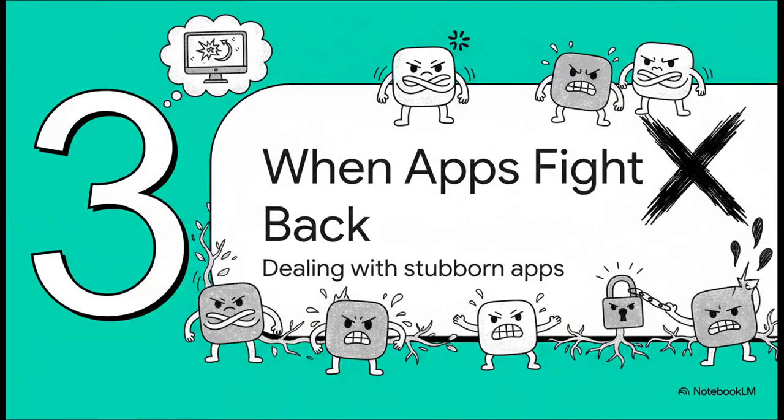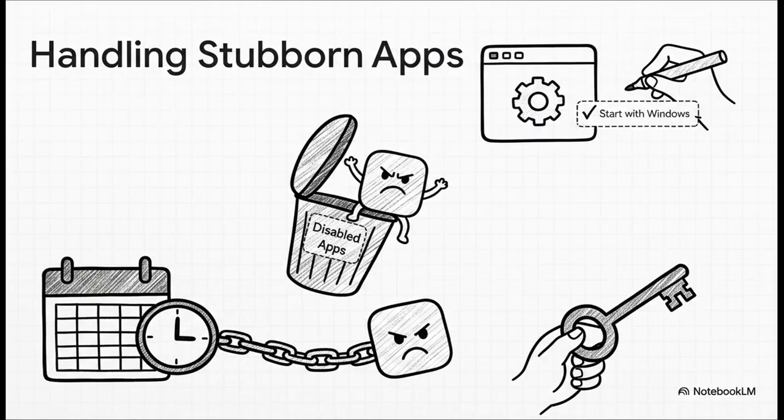Okay, but what happens when you do all this, you disable a bunch of apps, you reboot your computer, and they're back? So what do you do when an app just keeps re-enabling itself? Let's talk about the stubborn ones. Right, so the crucial thing to understand here is that some applications are just persistent. They're designed that way. So if an app won't stay disabled, the very first place to check is inside the app's own settings menu. Look for a little checkbox that says something like, Start with Windows.